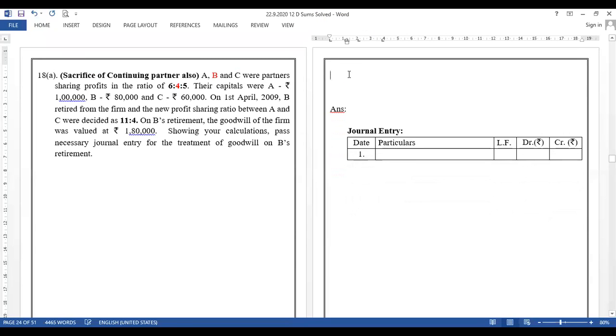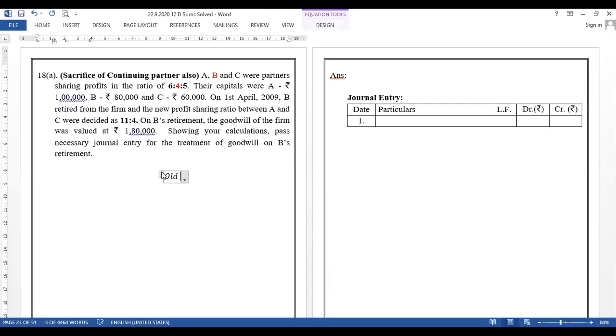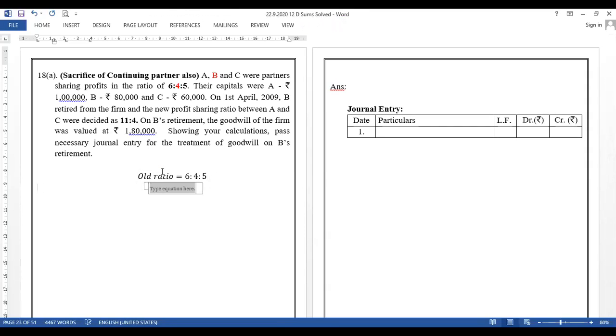Sacrificing by continuing partners also. A, B, C were partners sharing profits in a ratio of 6:4:5. Their capitals were 1,80,000 and 60. On 1st April 2009, B retired, and the new ratio between A and C was 11:4. So let me solve it over here. Old ratio between A, B, and C is 6:4:5. We know B retires, and the new ratio decided amongst A and C is 11:4.